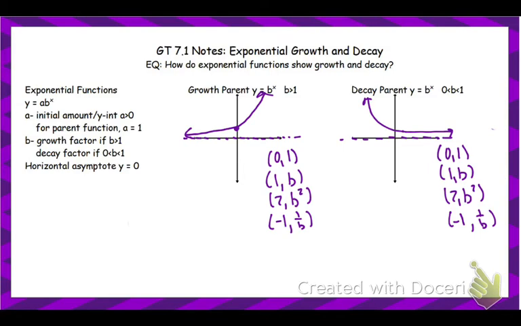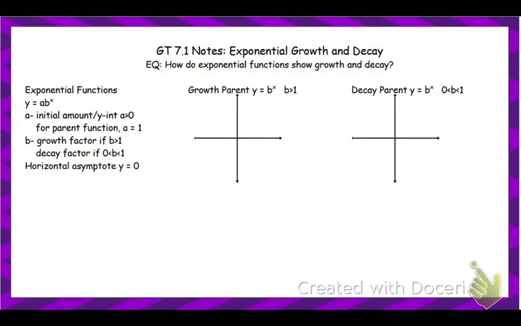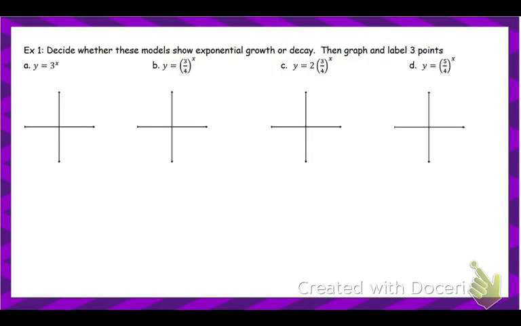So the biggest things to really see for today: if your base is greater than 1, it's going to show growth. If your base is between 0 and 1, it's going to show decay. So we're just going to look at a few basic examples that have that same idea here. Okay, we're first just going to determine, do these graphs show growth or decay?